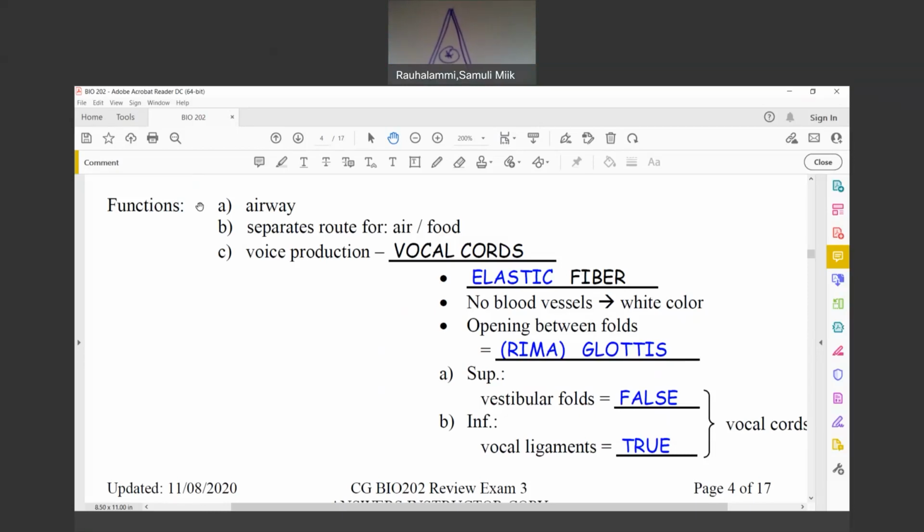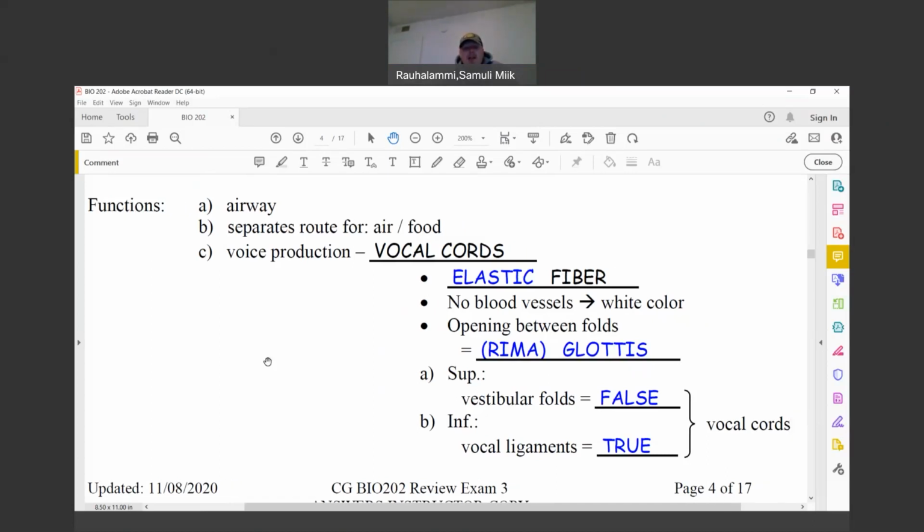The space between the vocal cords is known as the glottis, or sometimes the rima glottidis. And actually, what's going to be interesting is that there are two pairs of vocal cords. The more superior ones are known as our vestibular folds, and they are often referred to as false vocal cords because they don't really contribute to voice production, whereas the more inferior ones are the true vocal cords, also known as vocal ligaments, that contribute to voice production.